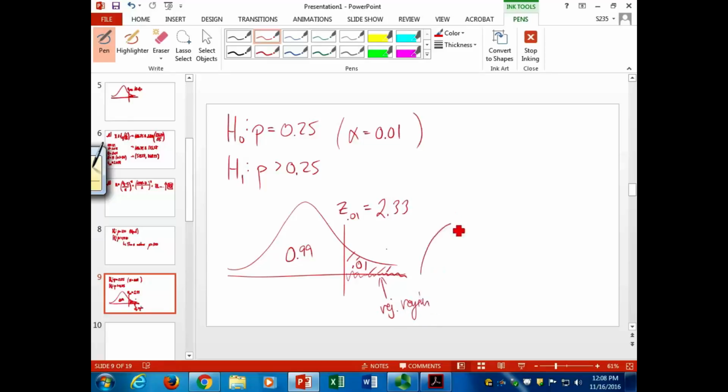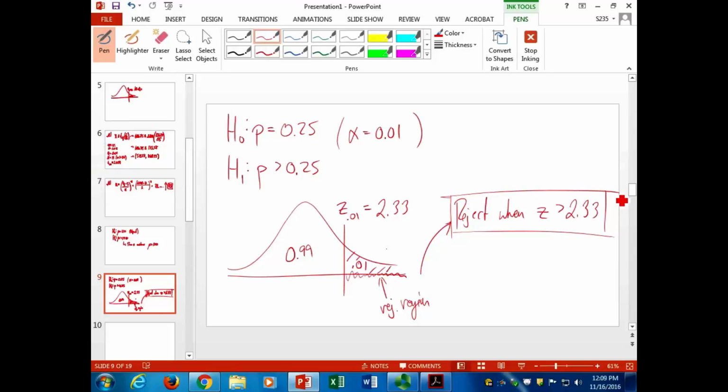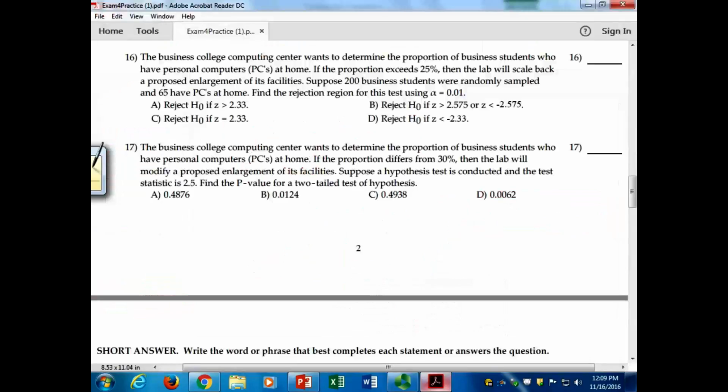So then our decision is going to be we're going to reject whenever our z value gets bigger than 2.33. So when we calculate our test statistic and we calculate our z value, if it exceeds 2.33, we'll reject. So that looks like it matches up with option A. Okay?